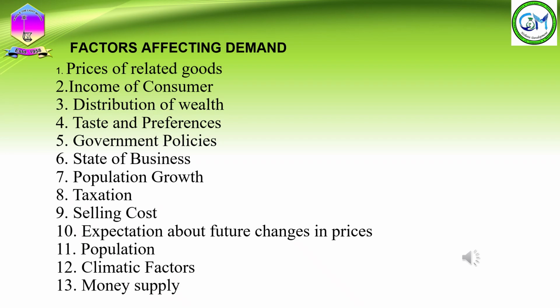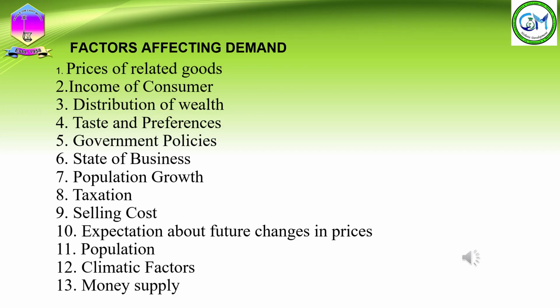Next one is the population. If the population increases, the demand for commodities obviously increases. Next, climate and weather conditions. There are several factors that influence demand for the commodity. In seasonal products, the demand for the product increases, like in the summer season, products like AC, coolers, and freezing items, demand is created for those products.